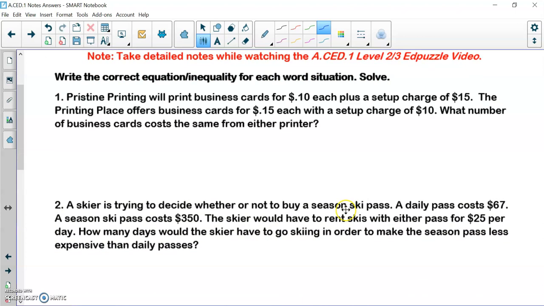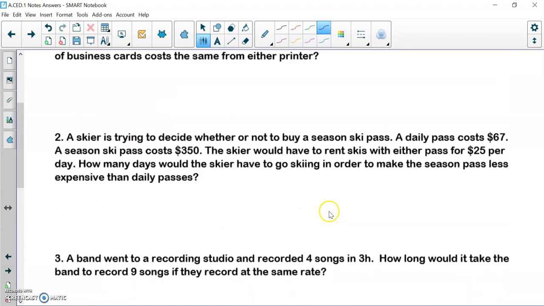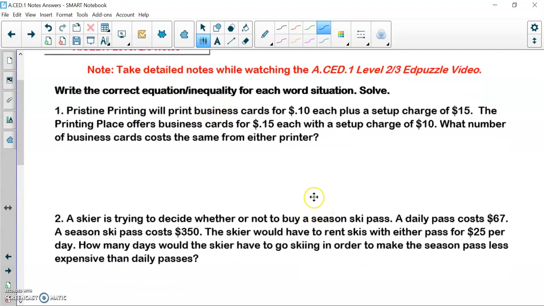So you do need to actually write an equation and inequality for each of these. You cannot just do it in your head. I need to see that you're able to create the correct situation here, the correct equation or inequality.